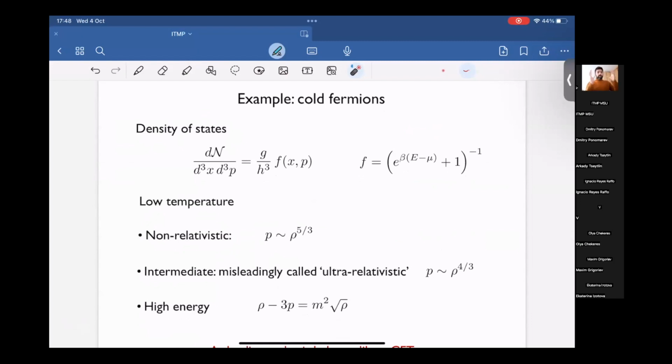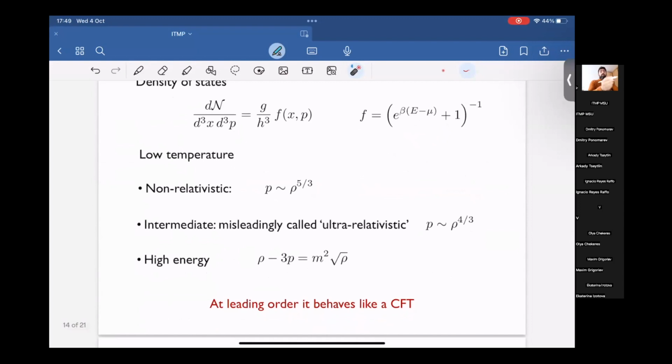So finally, let's go back to the concrete example we were looking at. Again, for cold fermions, you can just do quantum statistical mechanics, look at the density of states, take the Fermi-Dirac distribution, go to low temperatures, and then you can find what the equation of state is in different regimes. Let me skip these details in view of time. The point is that if you look at that equation of state at very high energies, it has the behavior that we were talking about before. So if you take trace rho minus 3p, the thing scales with some power, rho to the alpha, where alpha is equal to 1/2 in this particular example.